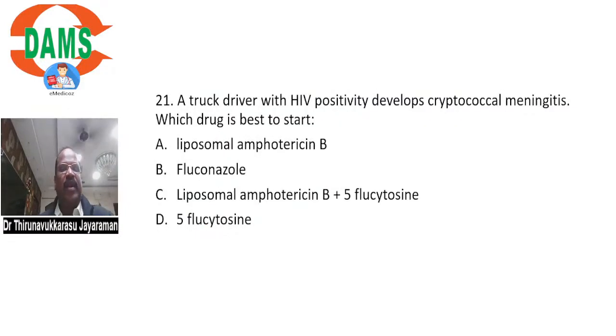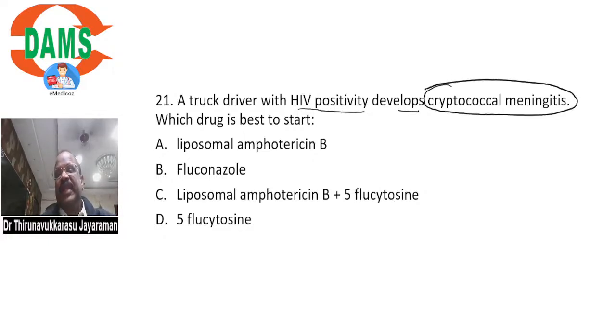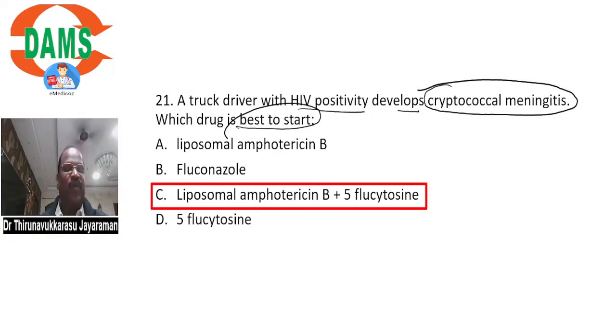Next, a drug abuser with HIV positivity develops cryptococcal meningitis. Which drug is best to start? Look here. What answer? HIV patient, cryptococcal meningitis, what to start? Options are liposomal amphotericin B, fluconazole, liposomal amphotericin B with 5-flucytosine, 5-flucytosine. What answer? The best is to go for amphotericin B with 5-flucytosine.